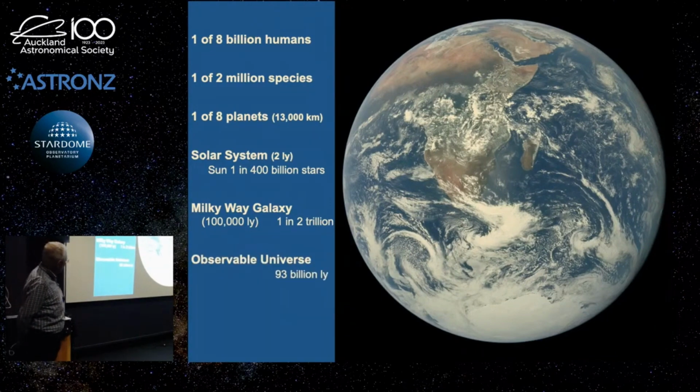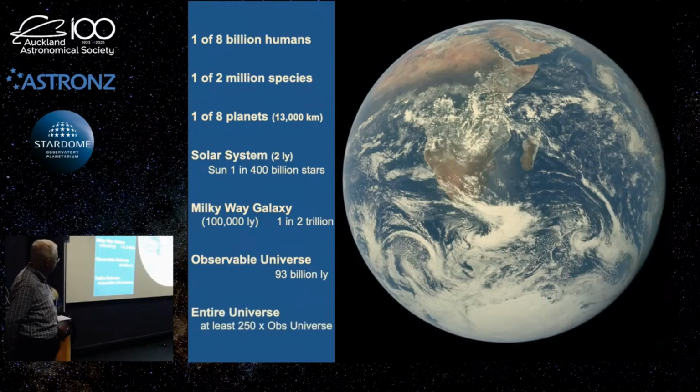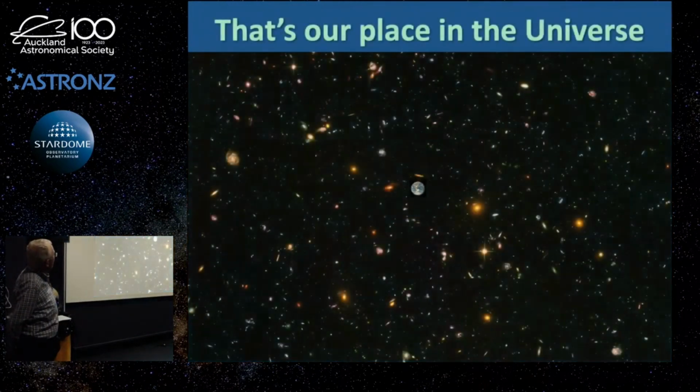The observable universe, we know, is 93 billion light years across, and the entire universe is at least 250 times the observable universe. And that's our place in the universe. Thank you.